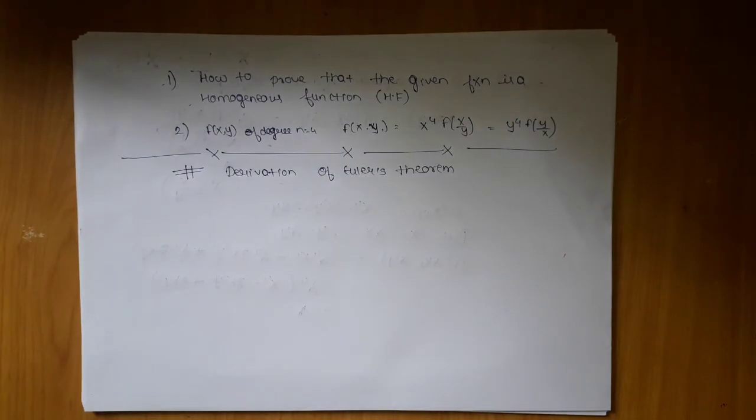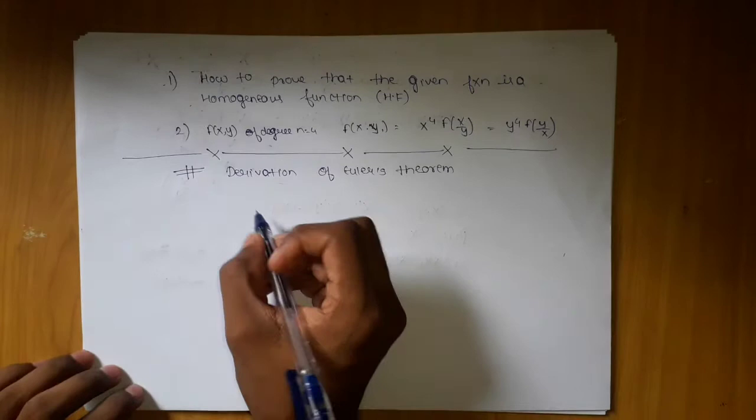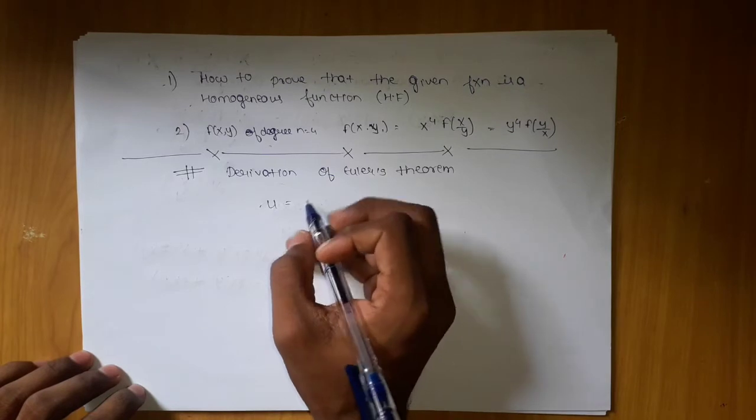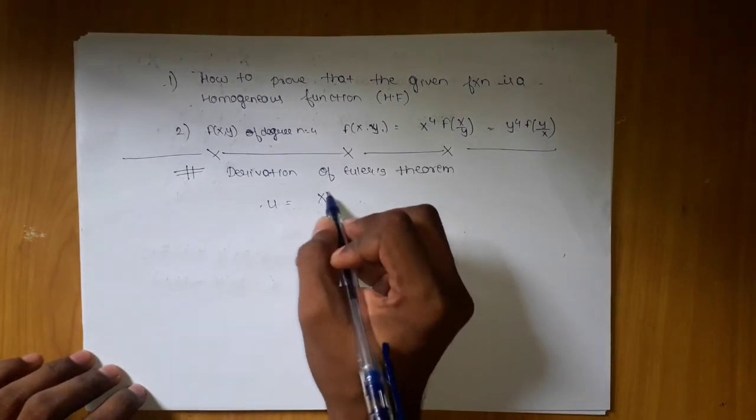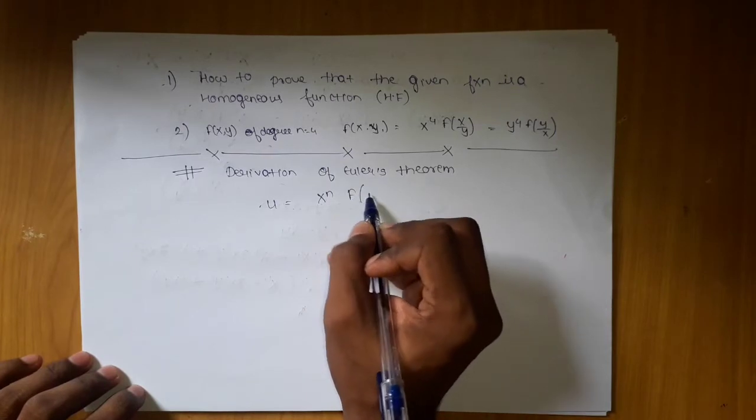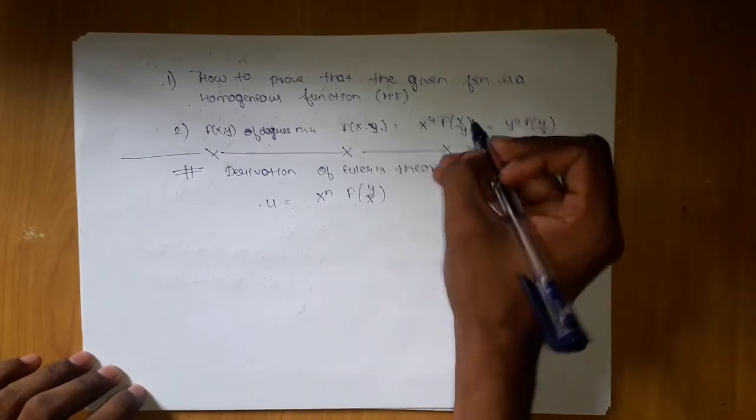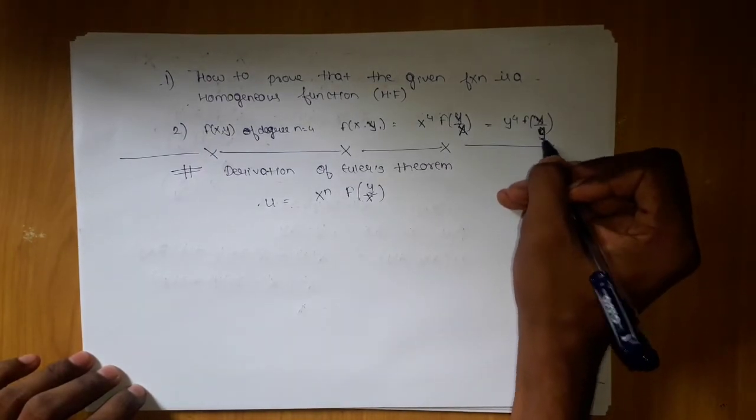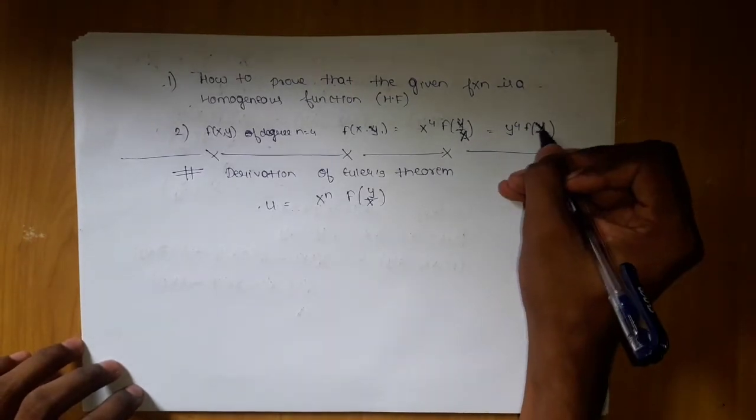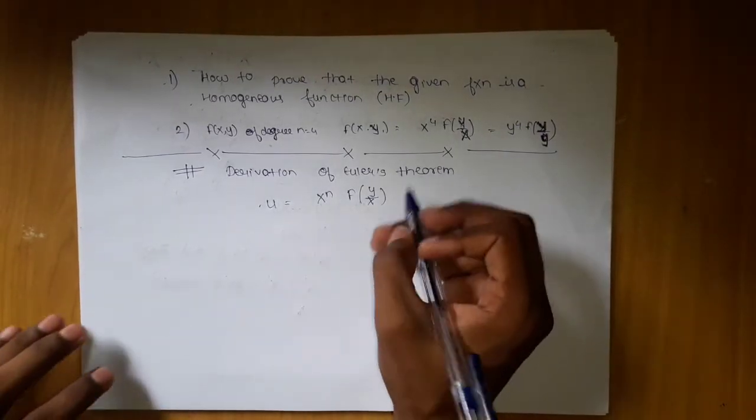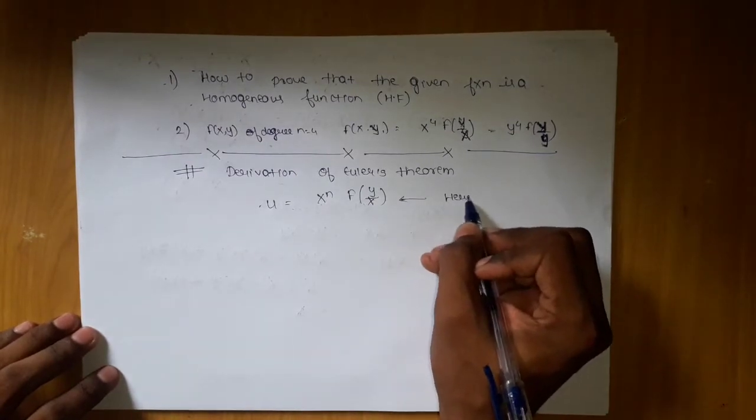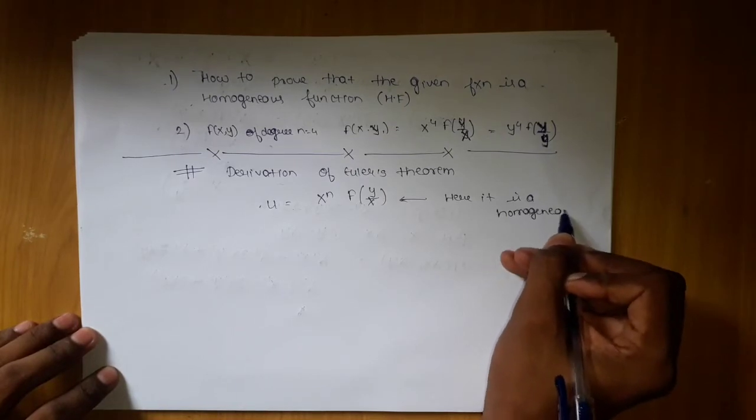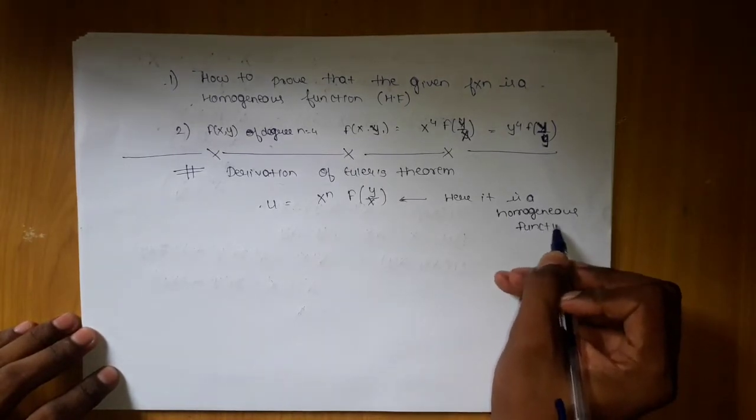For the derivation we will consider a standard function. Let's say there is a function which is homogeneous, like u equals x power n f of y by x. Here we are saying from the starting that it is a homogeneous function.